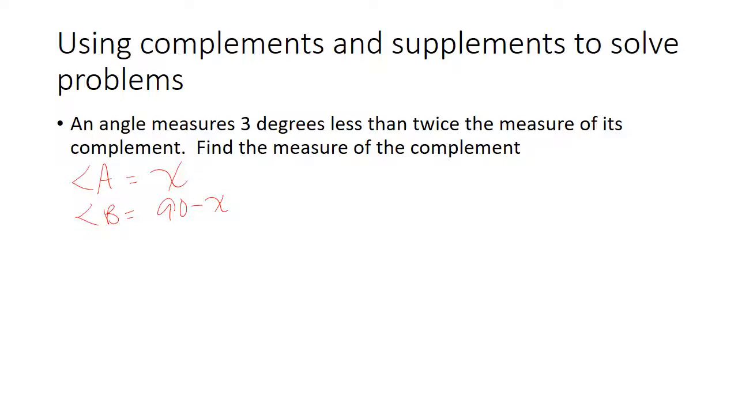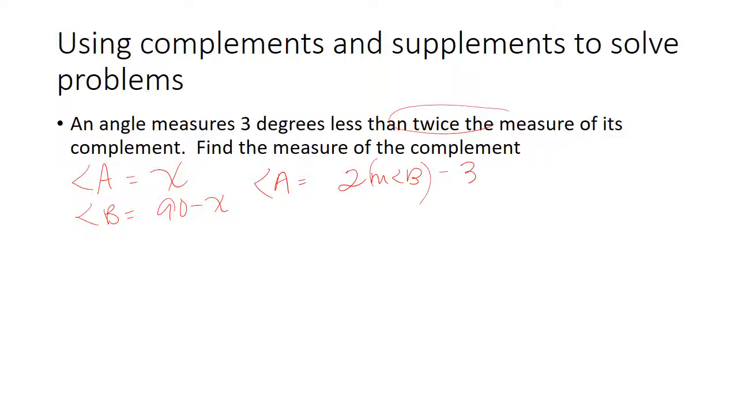The other thing that we know about A is that it is twice the complement. So that would be 2 times the measure of angle B, right? And then 3 degrees less than that, so minus 3. That's what A is also equal to. So we could say that angle A, we're going to call it x, and we know that angle x, or angle A, is twice the measure of the complement, which is twice the measure of angle B, minus 3 degrees.